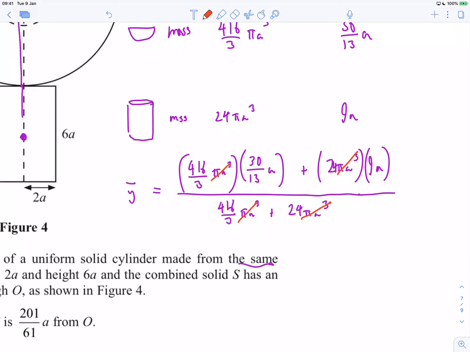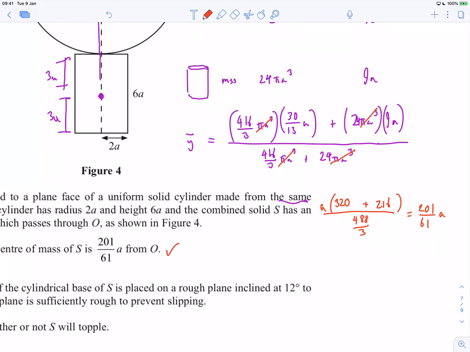So on the top, I've got 416 over 3 times by 30 over 13. Okay, so that's 320A on the top, plus 24 times 9, which is 216, and then this is all over 416 over 3 plus 24, which is 488 over 3, and this is an A. So if I take the A's out as a factor, then what is 320 plus 216? And I want to divide that by 488 over 3. And that will give me 201 over 61A, which is exactly what we wanted.